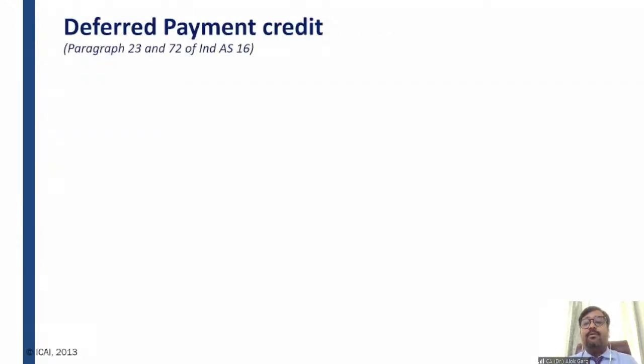Coming to the second concept, deferred payment credit. So friends, measurement at recognition we have discussed, and we have understood that initially it has to be measured at cost. Cost includes purchase price, including import duties, non-refundable taxes, less trade discounts and rebates, plus directly attributable cost, plus dismantling or asset retirement obligation which will arise in future. So we have understood that.